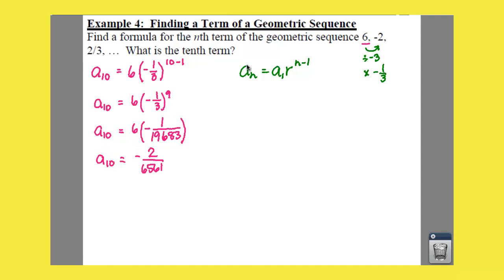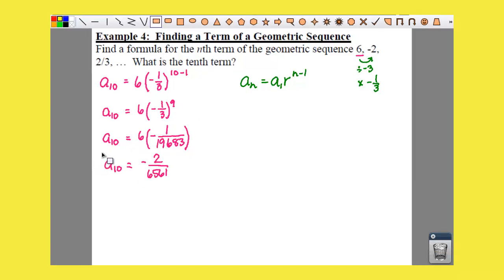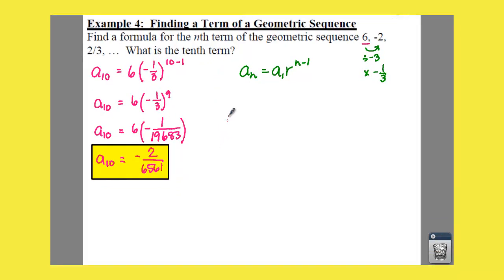So that's part of what we had to do. We had to find our 10th term. We also had to write our actual formula. So when you write your formula, we're going to have a sub n. We're going to put a 6 in for our first term. Your ratio is -1/3, and n minus 1.